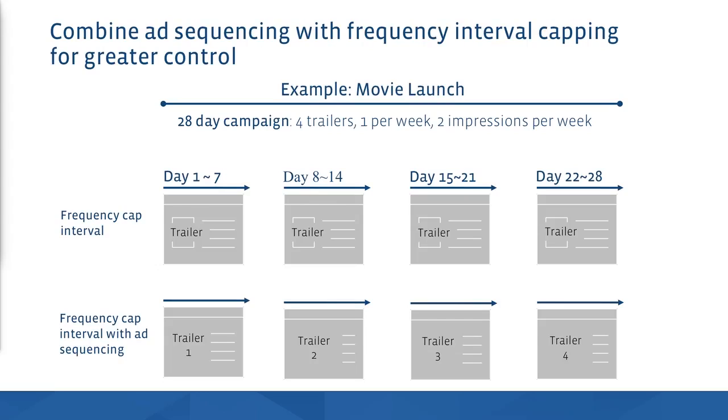The first example of just using the frequency cap interval is actually a single ad or trailer that is paced out evenly over the course of 4 weeks. So people will see that ad at a maximum of 2 times each week leading up to the launch date. The second example is multiple ads that are delivered in a sequence and paced out over the 4 weeks. There are many variations of this setup. This is just a simple example to help you think about how to potentially structure a campaign.